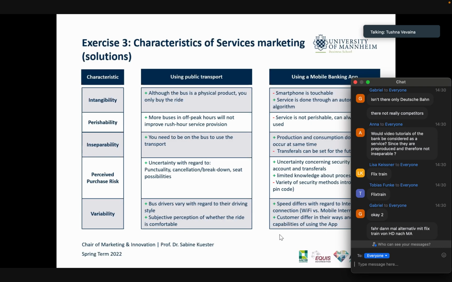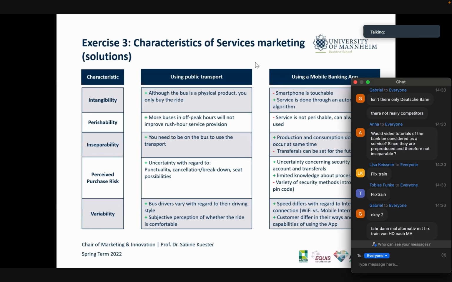And for the mobile banking app, the speed differs with respect to the Wi-Fi connectivity or the mobile internet. And your customers also may have different capabilities to use the app. So an older person may find it extremely difficult, whereas the younger generation may be completely savvy and be able to use all aspects of the app. So I hope that's clarifying variability.